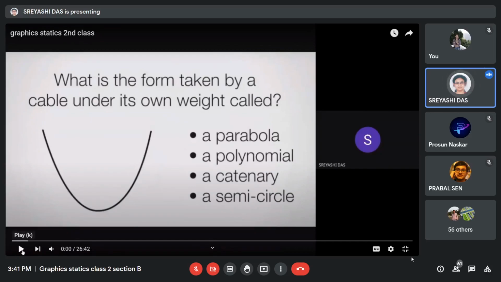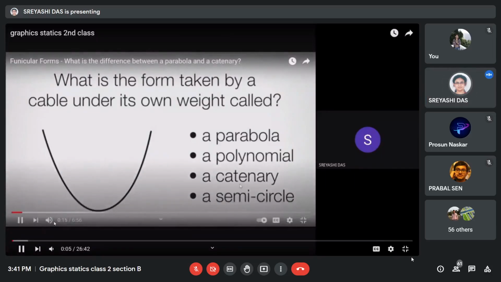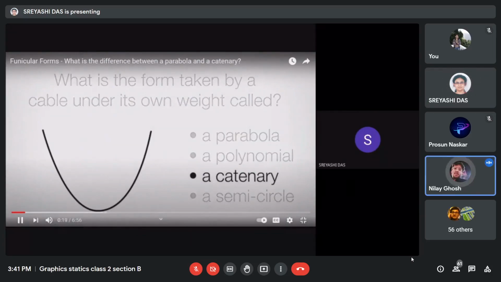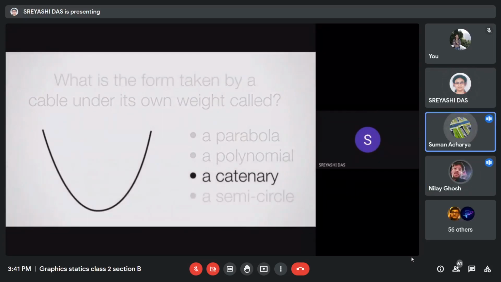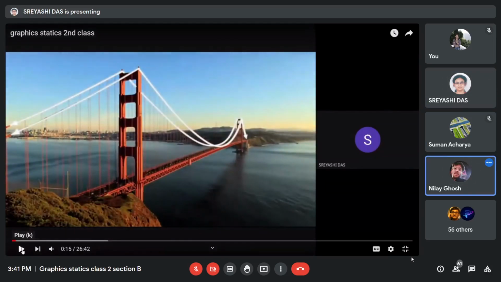So I'm playing this video. I'm guessing many of you responded parabola. It turns out that's not correct. This form is actually called a catenary. I'll explain what that is in a minute. But how about the form taken by the main cables of a suspension bridge?